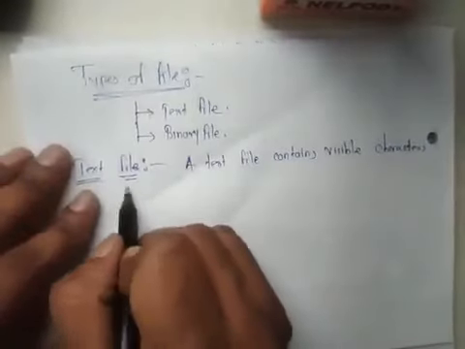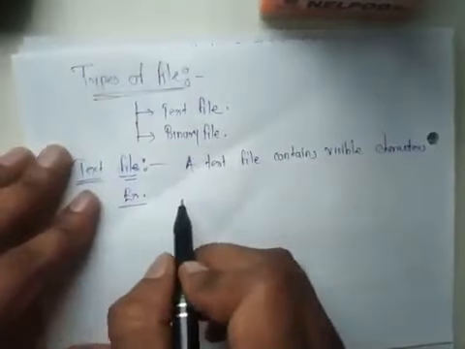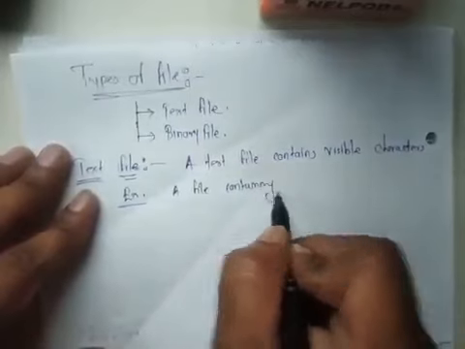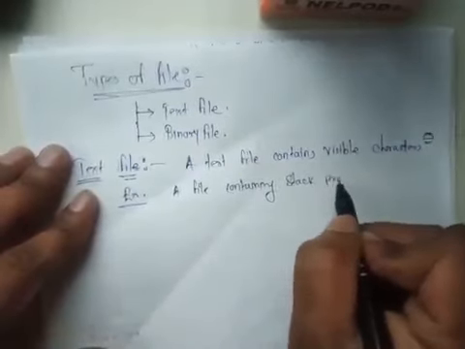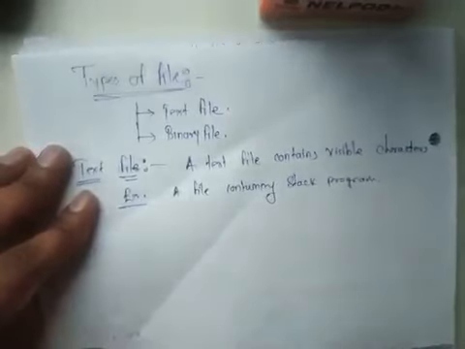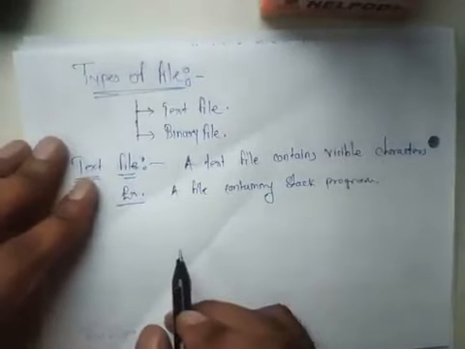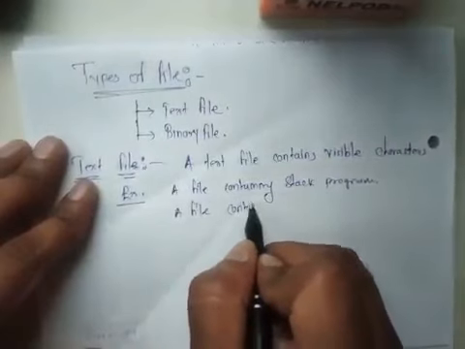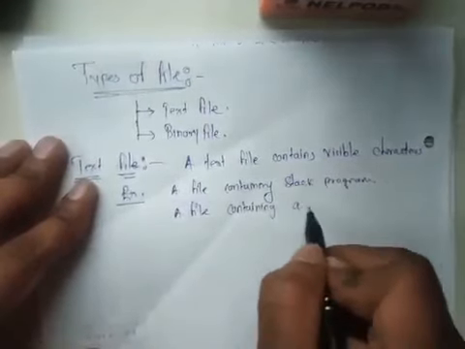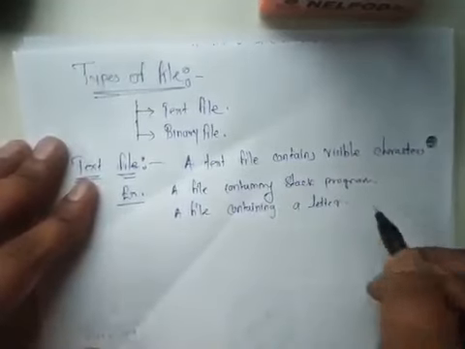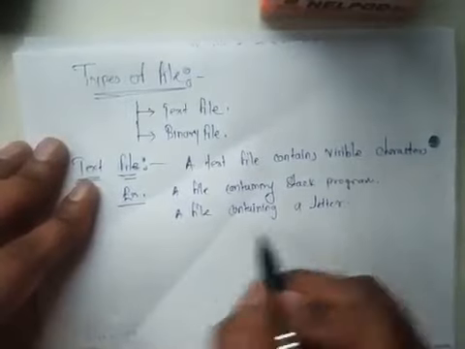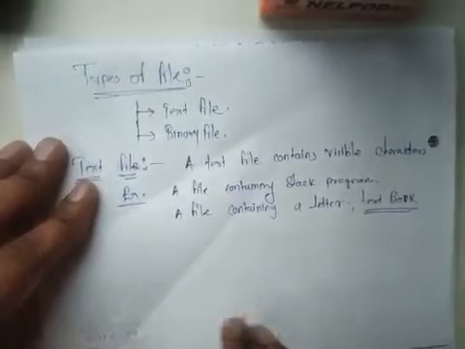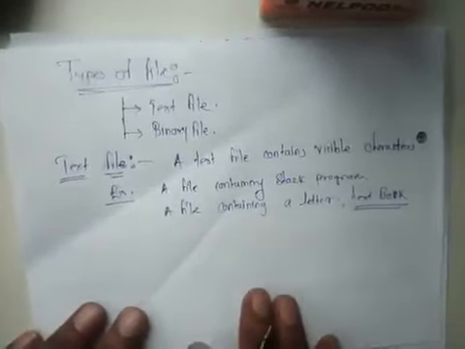Examples of a text file are a file containing a stack program, a file containing a letter, a file containing a textbook. So these are examples of a text file.